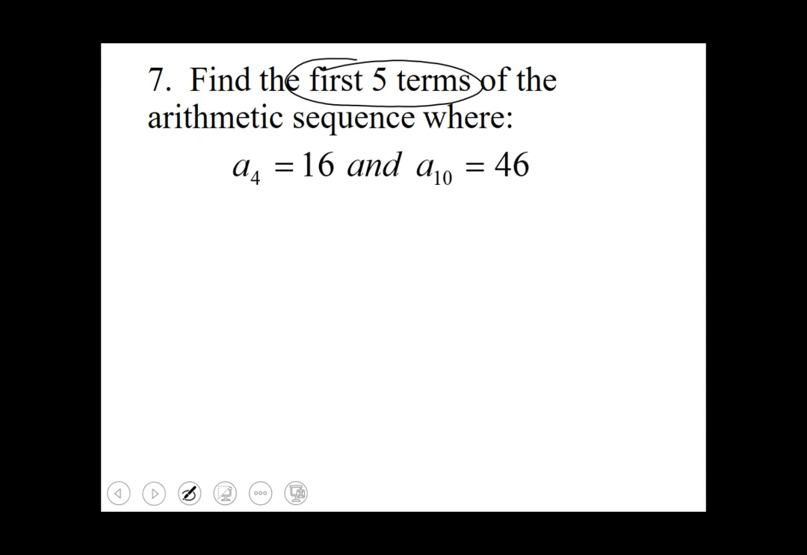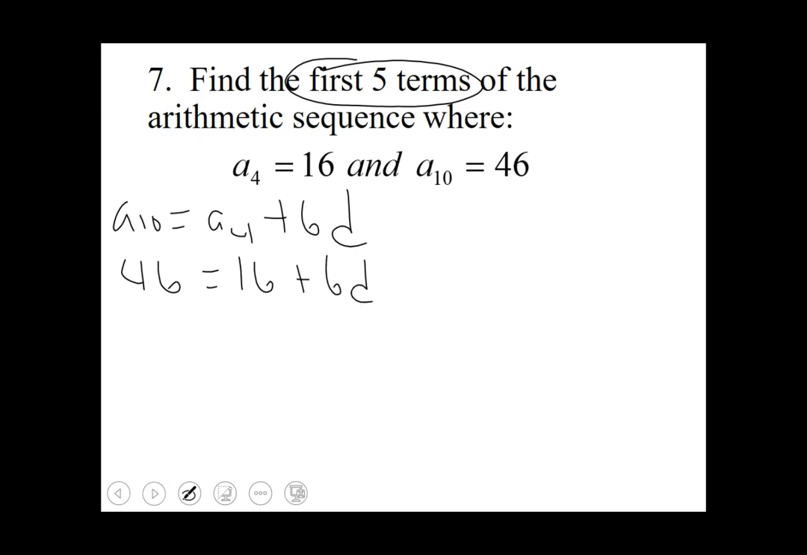So I'm going to go ahead and say that A sub 10 is equal to A sub 4 plus 6Ds. That would mean that 46 is equal to 16 plus 6D. Subtract 16, divide by 6, and you get a common difference of 5. If you're wondering, does it always have to divide evenly? No, I've kind of designed them that way so that it's a little bit cleaner, but it certainly doesn't have to.